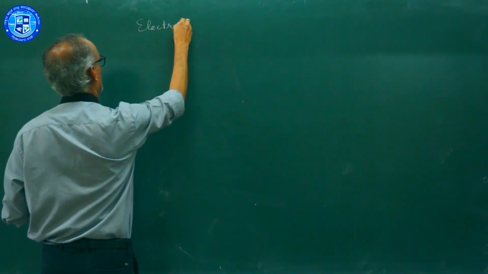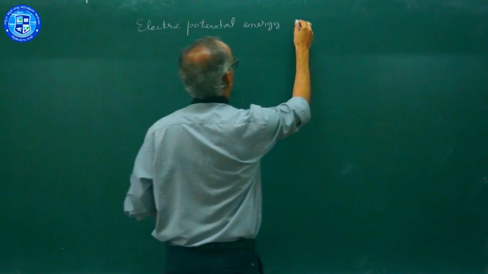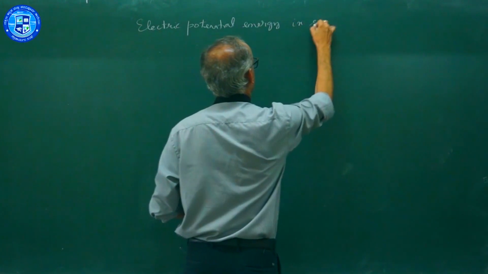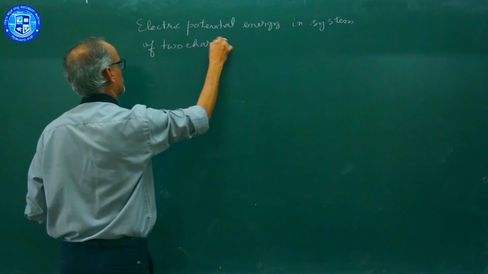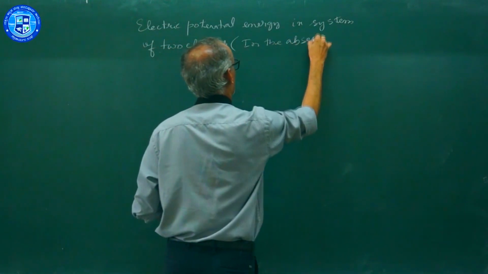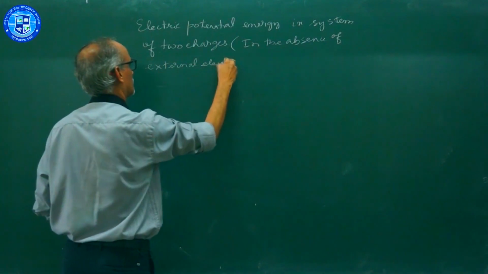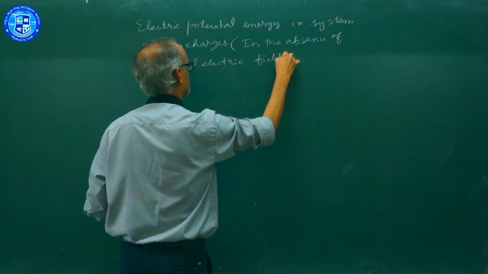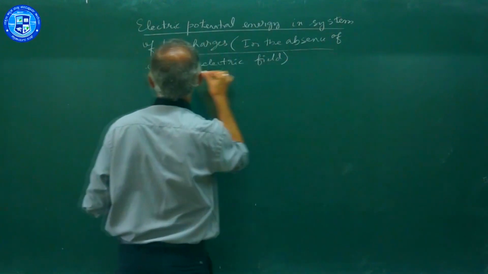So I'm going to start with electric potential energy in a system of two charges, and the condition is in the absence of external electric field. So we are going to find electric potential energy in a system of two charges in the absence of electric field.